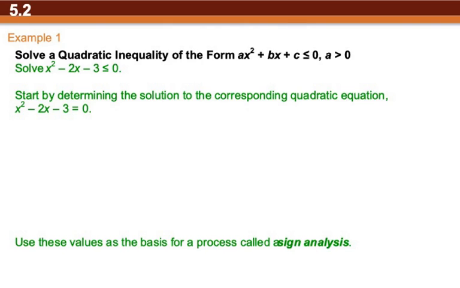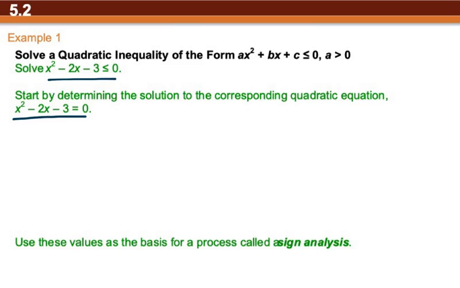So to solve x squared minus 2x minus 3 is less than or equal to 0, we need to actually change it a little bit. We need to go back to the quadratic equation, changing that less than or equal to sign into just an equal to sign, and solve that equation first, and use that as a basis for something called a sign analysis, which we'll get into afterwards.